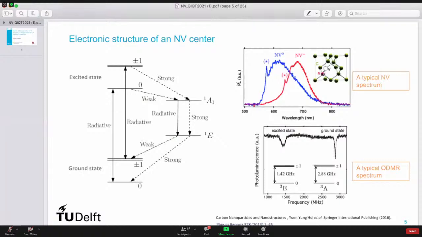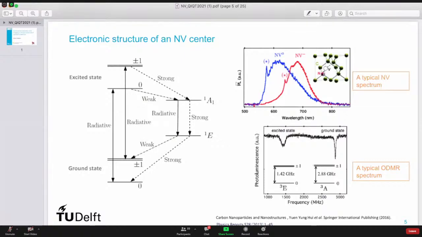So now this decay path from ms = ±1 to ms = 0 in the ground state has a non-radiative transition. But since this decay has a strong probability, it allows us to initialize the system to the ms = 0 state. So when we keep on exciting the system with optical pulses for a longer time, there is more and more population which basically comes down to the ms = 0 state. So this is an advantage of having this non-radiative pathway.